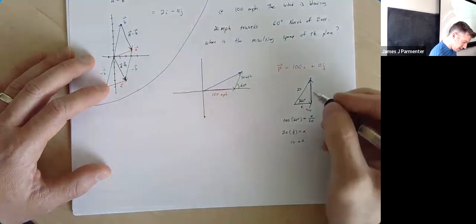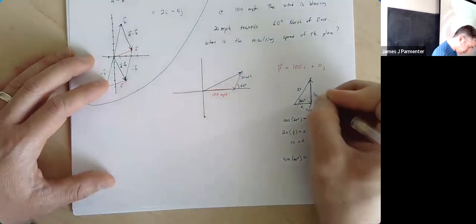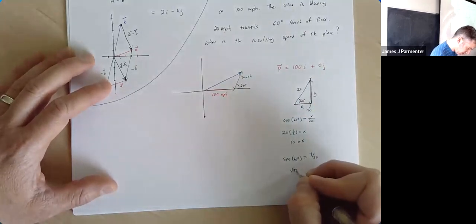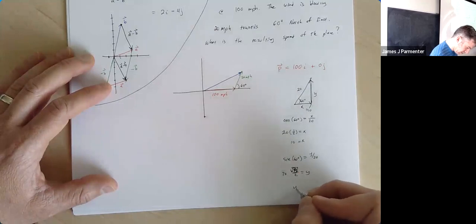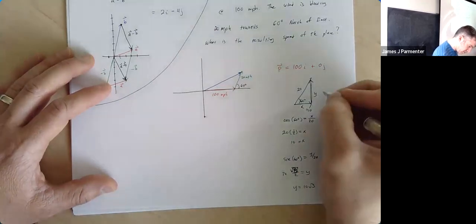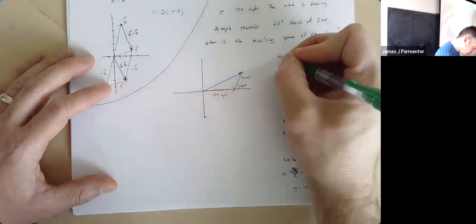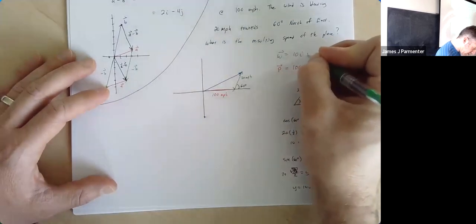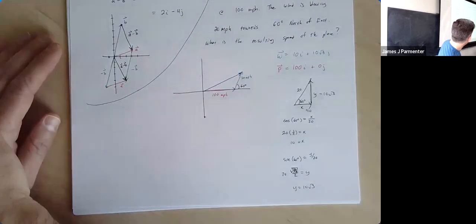And then the other one, I'm going to have sine of 60 degrees equal to the y component over 20. Sine of 60 is root 3 over 2. So root 3 over 2 times 20 is going to be y. So y is going to be 10 root 3. So the wind here, we can write the wind vector as 10 in the i direction plus 10 root 3 in the j direction.